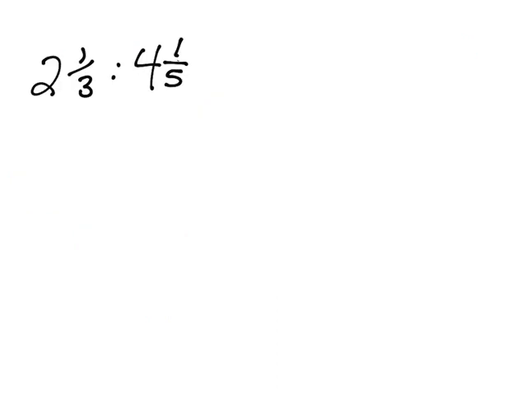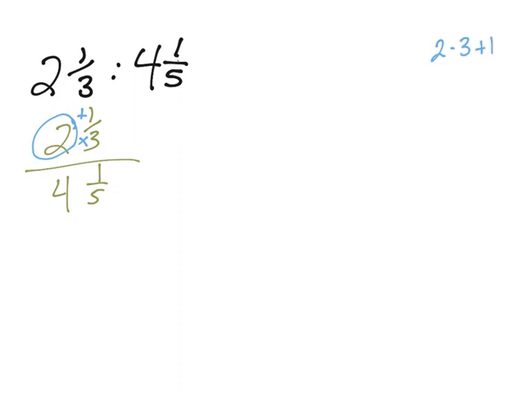And the last one, 2 1/3 compared to 4 1/5. First thing I'm going to do is rewrite these, because I'm a big fan of ratios written as fractions. I don't know why, that's just a personal preference, but it helps me see things a little more clearly. In the numerator, I have 2 times 3 plus 1. So 2 times 3 is 6. 6 plus 1 is 7, so I have 7/3.